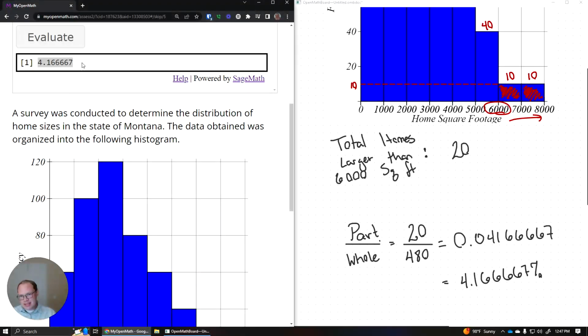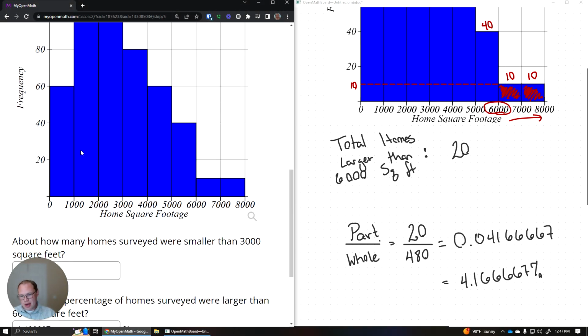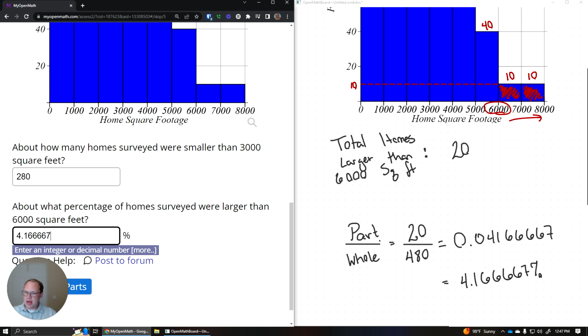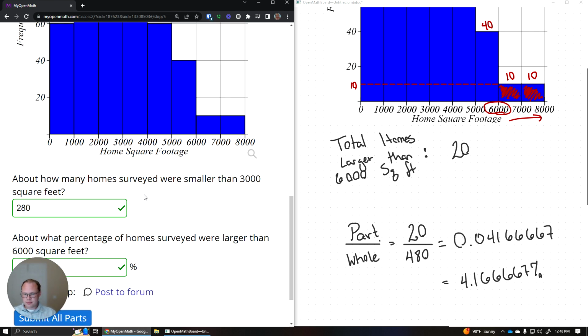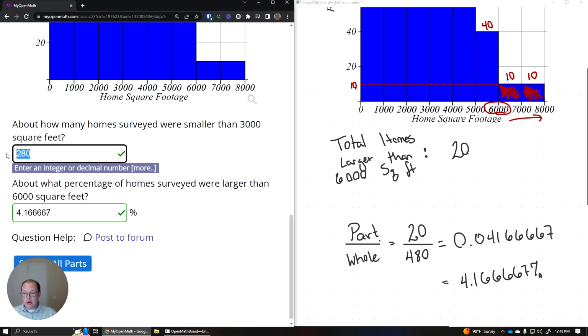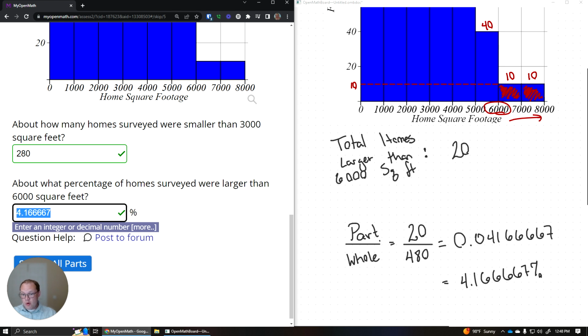I like to copy and paste the answer directly from the calculator into the answer box. That way I don't have to worry about rounding. I don't have to worry about typing the number in wrong. It's exactly what the calculator says, so I know that if there's a problem, it's with the calculation and not with how I'm writing the answer. Okay? So let's submit. And we have the correct answer. So 280 homes were smaller than 3,000 square feet, and about 4.16667% of them were larger than 6,000 square feet.